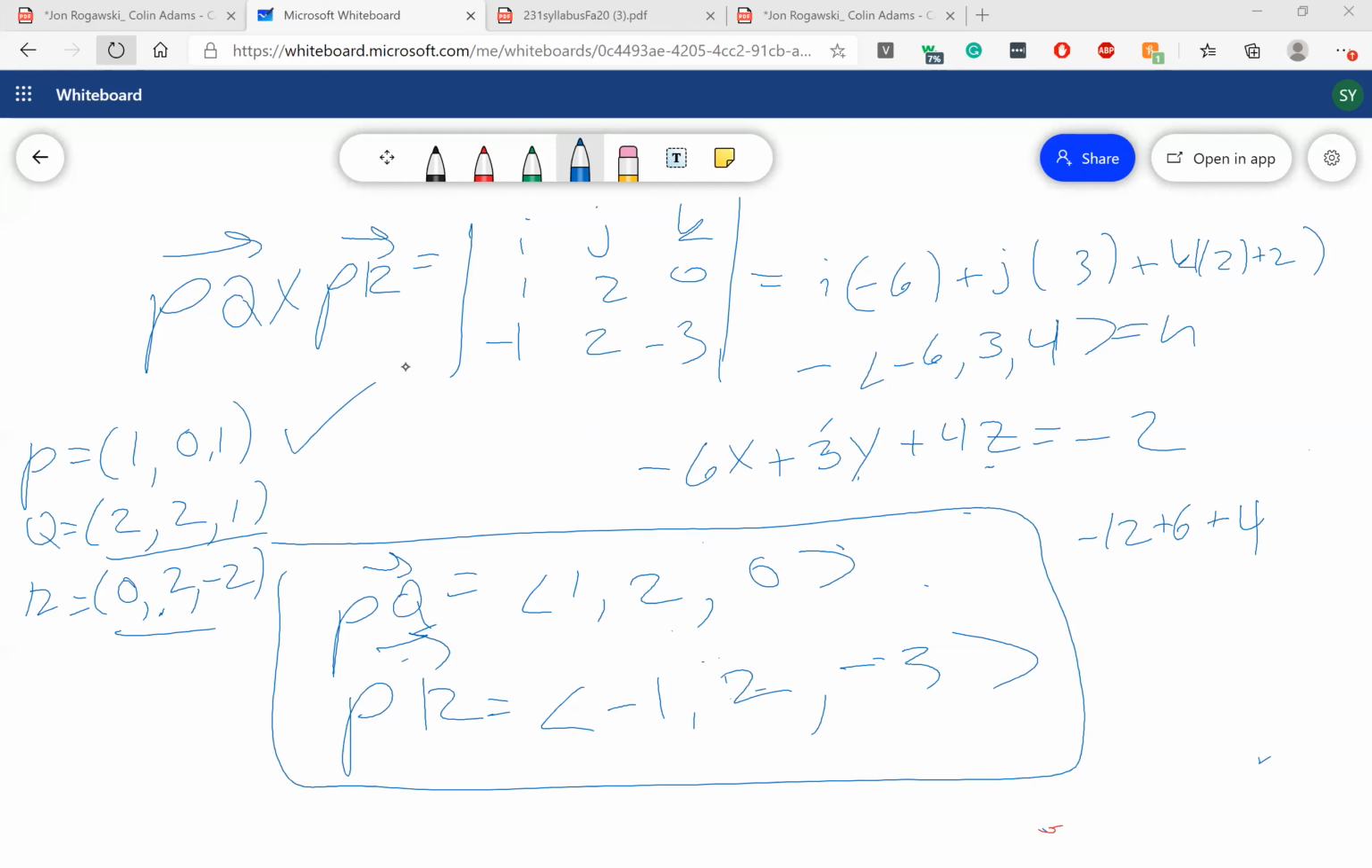Okay, so again, the overall strategy, if we have 3 points, is create the vectors between the points, take the cross product. That's going to give you your normal vector. You put it into the equation for your plane. You then find your D by choosing one of these points and plugging it in. And then you can verify that your plane contains the 3 points by plugging them in and seeing what happens.